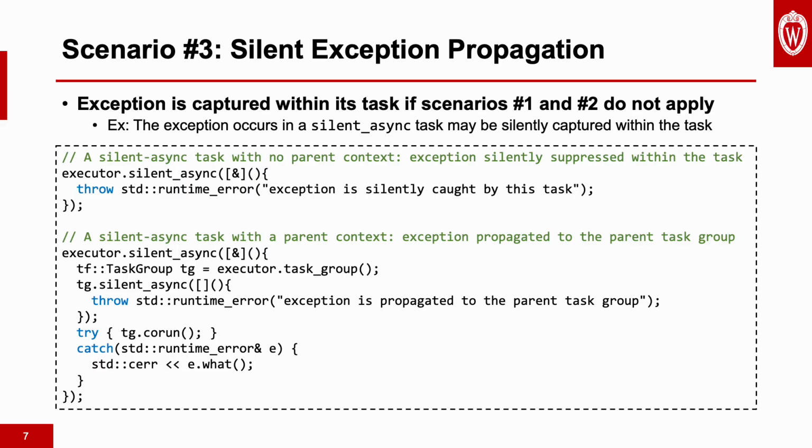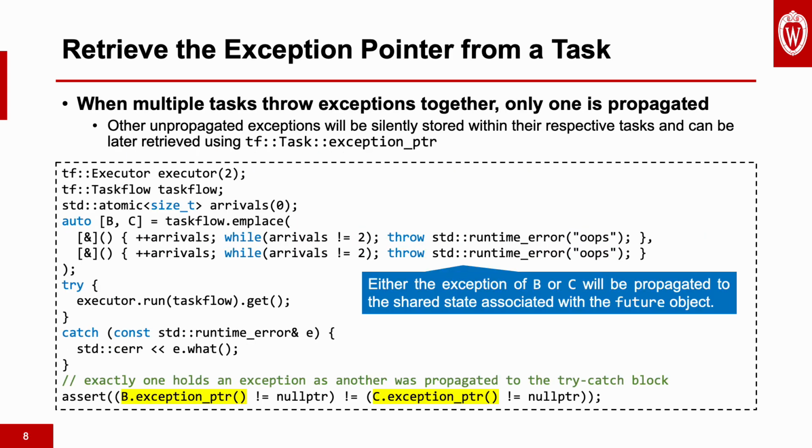For the second example, we create a task group inside a silent async task and use it to launch another silent async task that throws an exception. In this case, the silent async task is parented to that task group, and therefore its exception can be explicitly caught when we issue a cooperative execution from that task group. You can retrieve the exception pointer from a task, which is useful for you to examine all the possible errors in your taskflow.